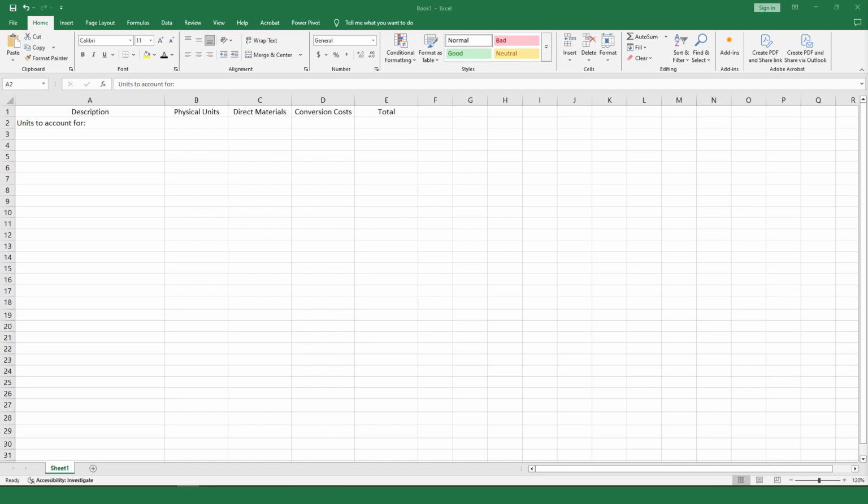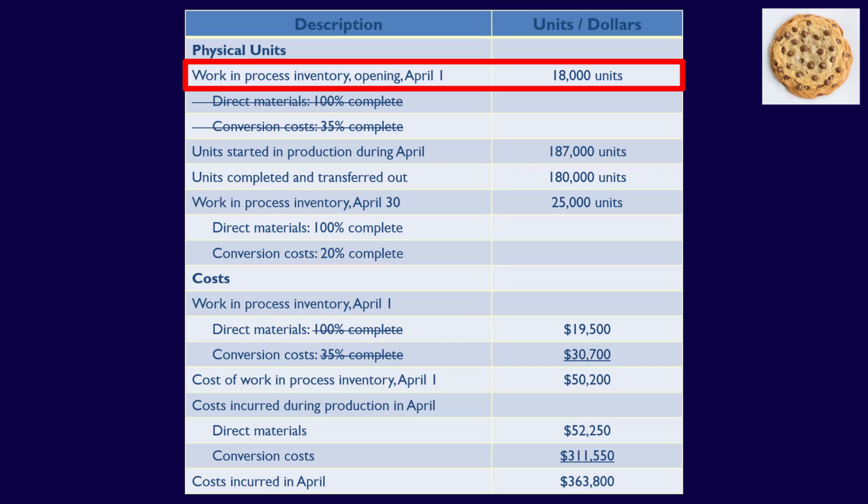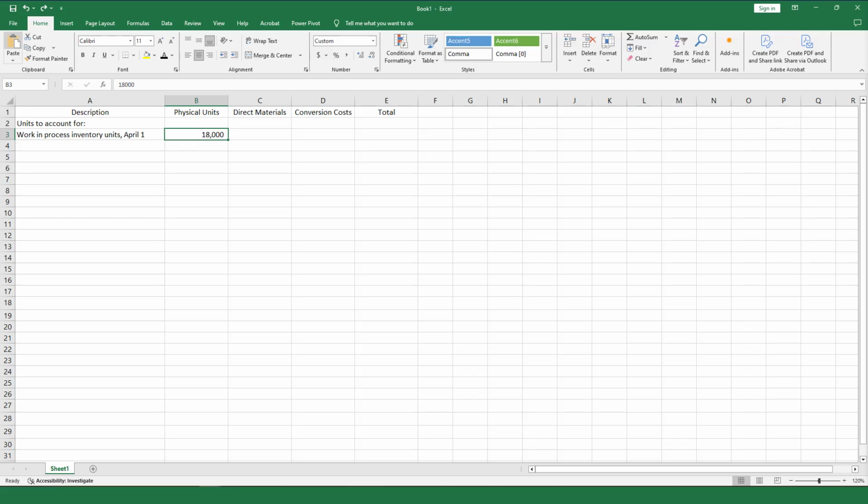This is the number of units we had at the start of the year, plus all the units we started during the year. To determine the number of units we have to account for, we start with the work in process inventory, in units, from April 1st. These are the units which were incomplete at the start of the period. From the question, we know the number of units incomplete at the start of the period was 18,000 units. So we input 18,000 units in column B under the physical unit heading. Note that this is not equivalent units. Instead, these are the actual physical units which were incomplete on April 1st.